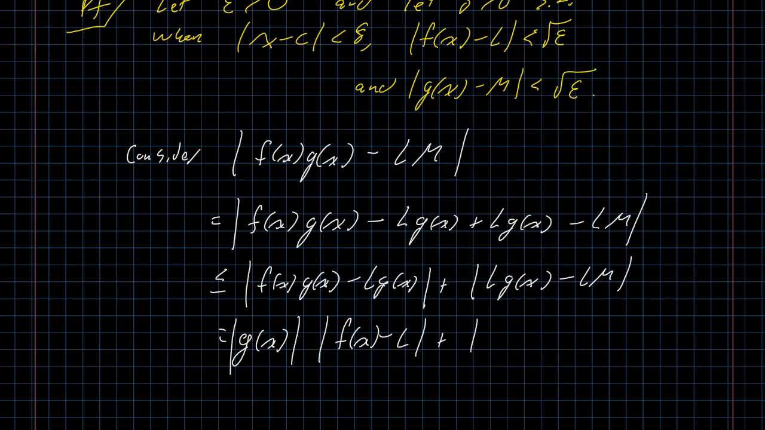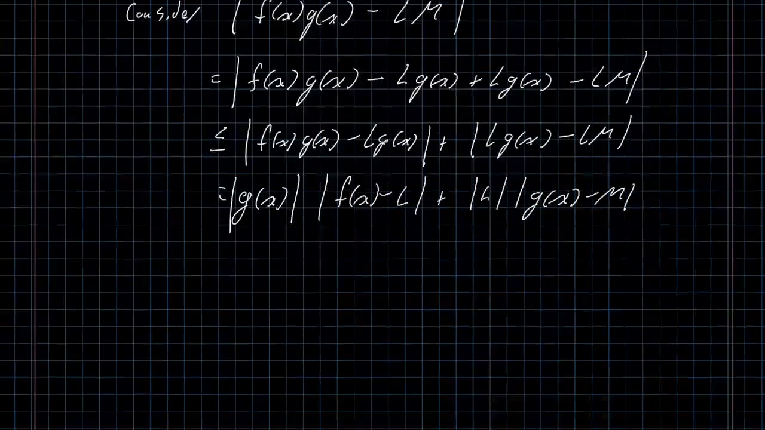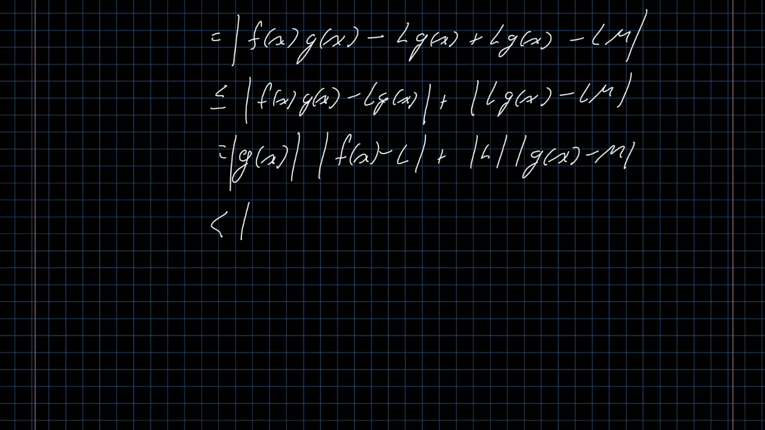And we can factor out the common factor of L in the second one. And notice that |f(x) - L| is less than root epsilon, and |g(x) - M| is less than root epsilon. And so we just need to figure this out.